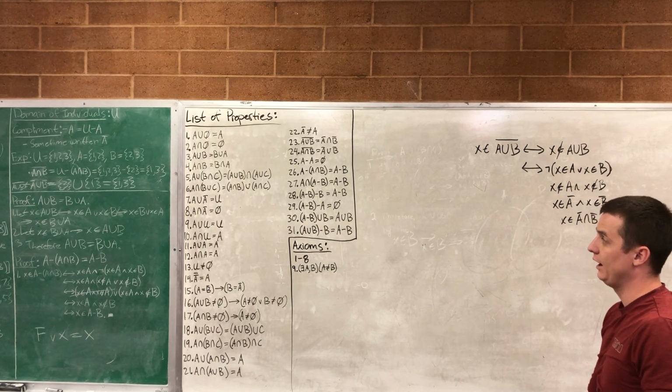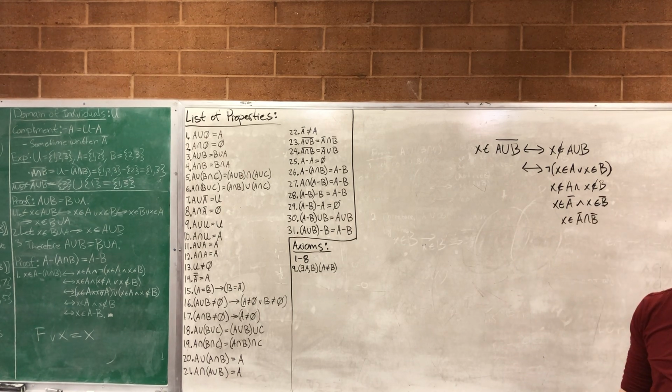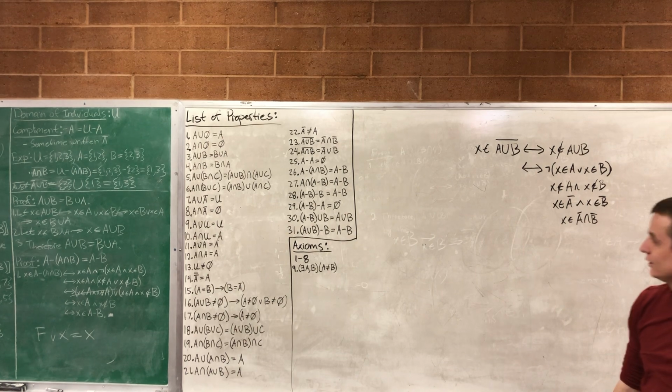Okay, 25. A minus itself is just the empty set. That one's probably the hardest one to visualize. You'll get there.